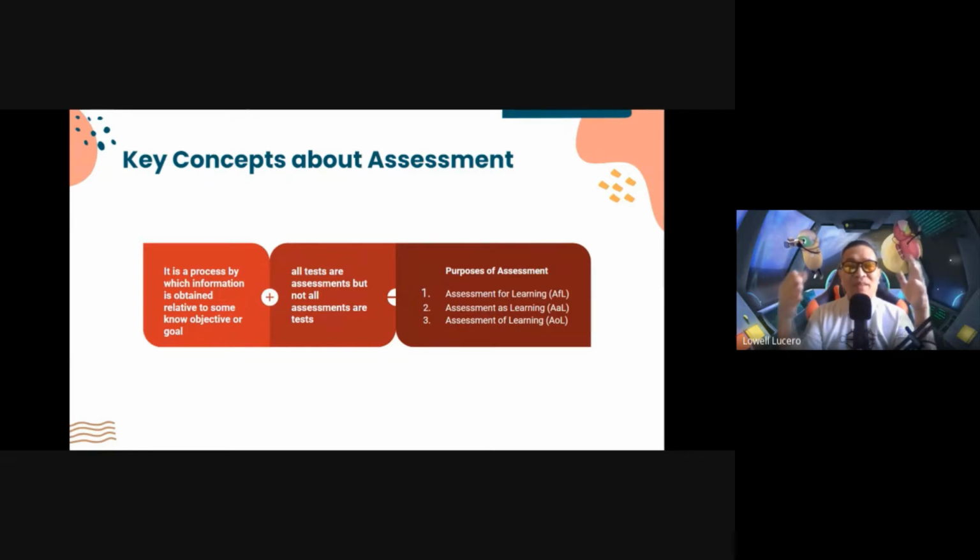So we associate test with assessment, tama ba? But it says here, not all assessments are tests. So pwede ko ako mag-assess without giving tests. So ano ba ito? Ano bang gagawin ni teacher without giving paper pencil test? I can still do assessment. Okay, so we have variety of assessment methods that we can use.